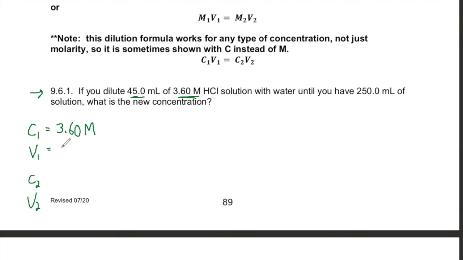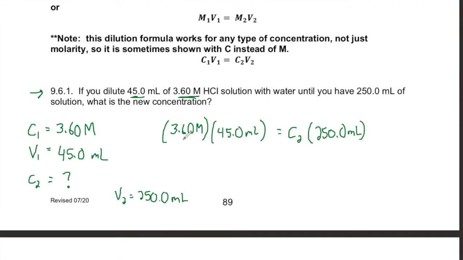So the first situation has a concentration of 3.60 molar and a volume of 45 milliliters. The new situation has a volume of 250 milliliters, and the concentration is what we don't know. That's what we're looking for. So now we can plug everything in. So we have our C1V1 equals C2V2. This is not known, so I kept the variable.